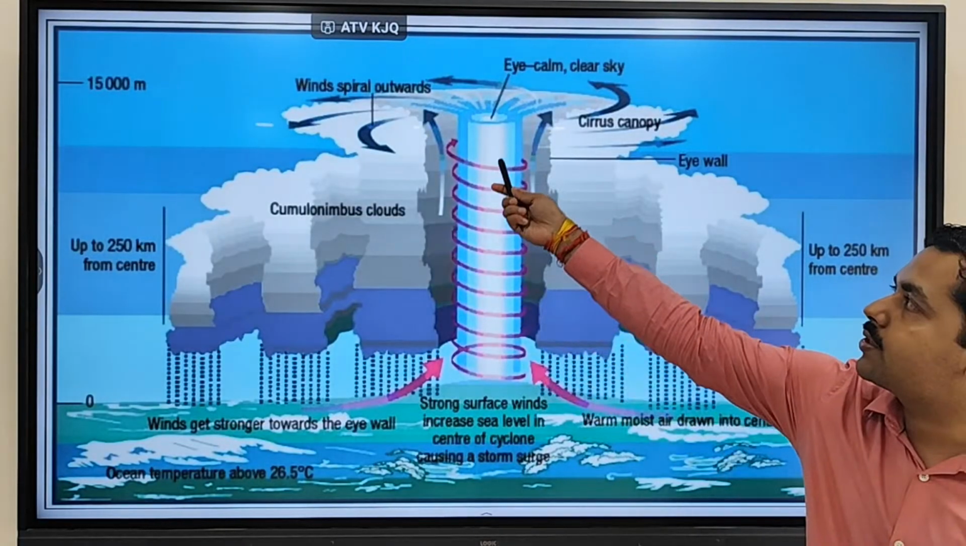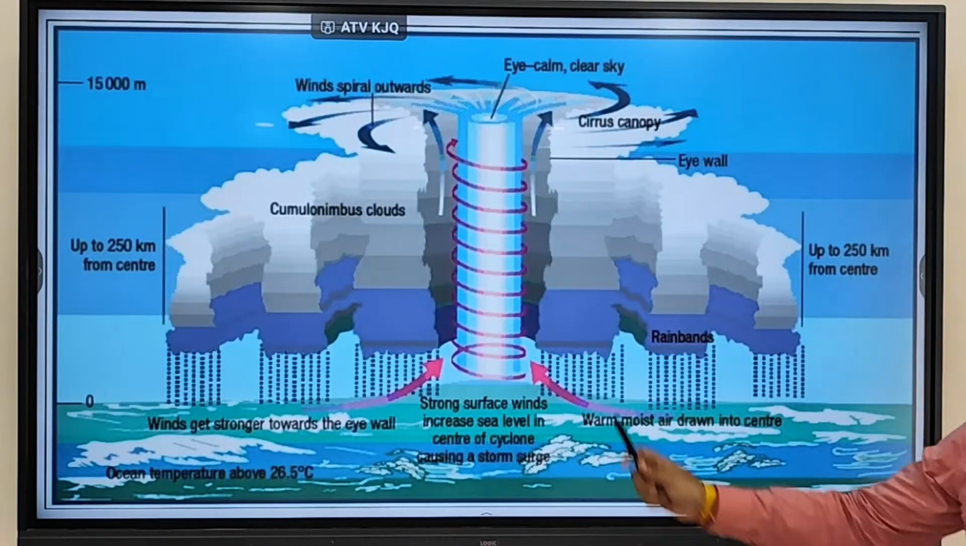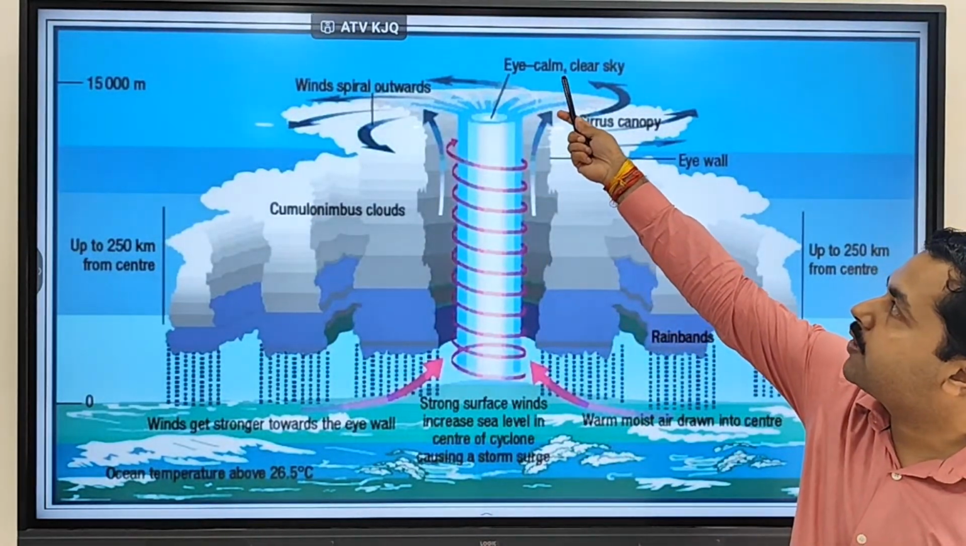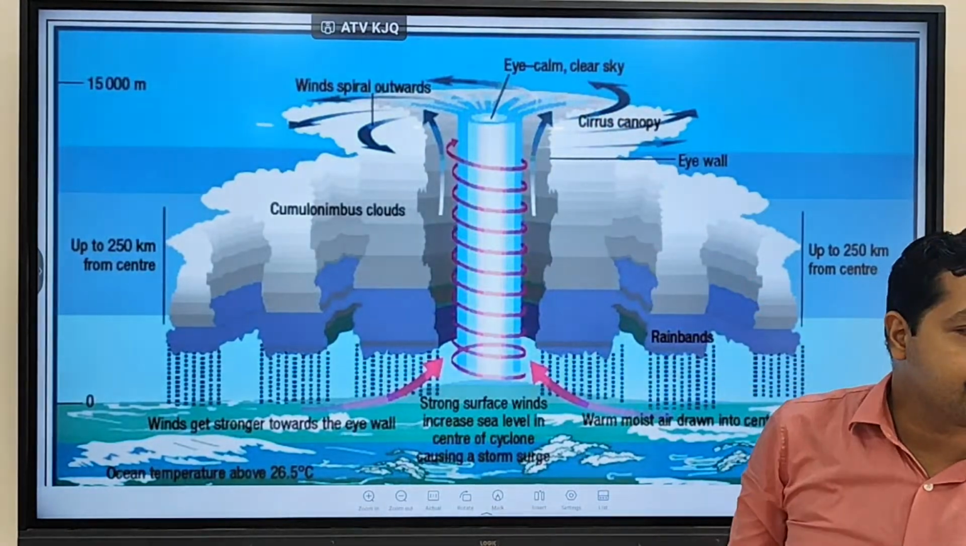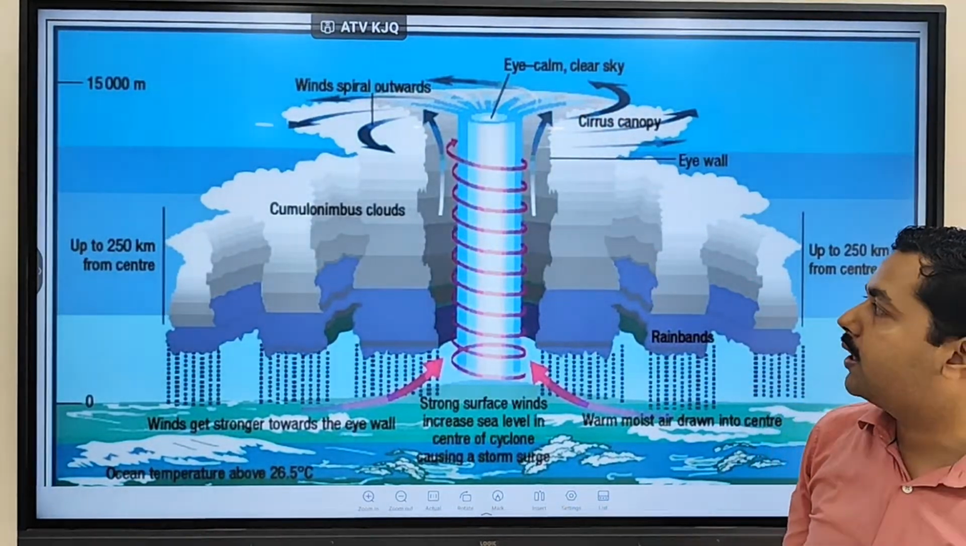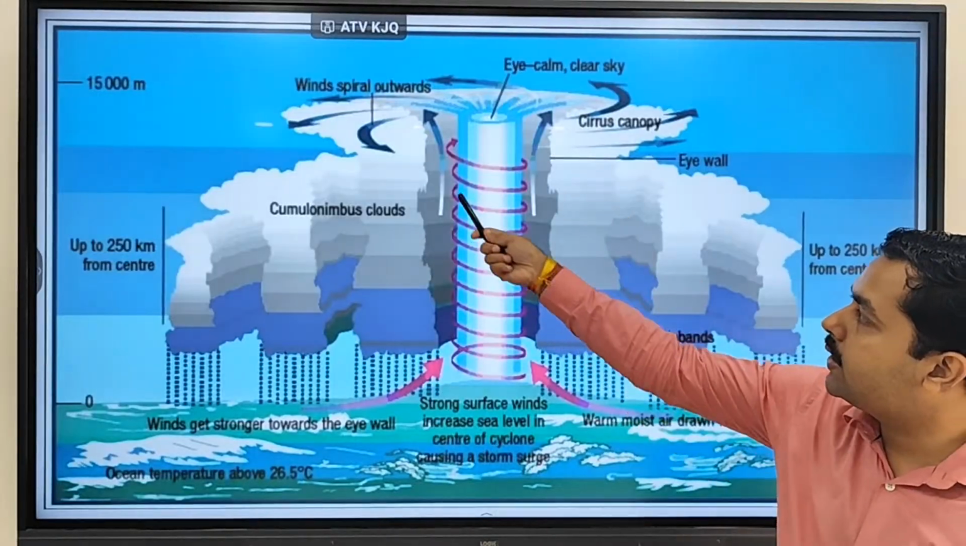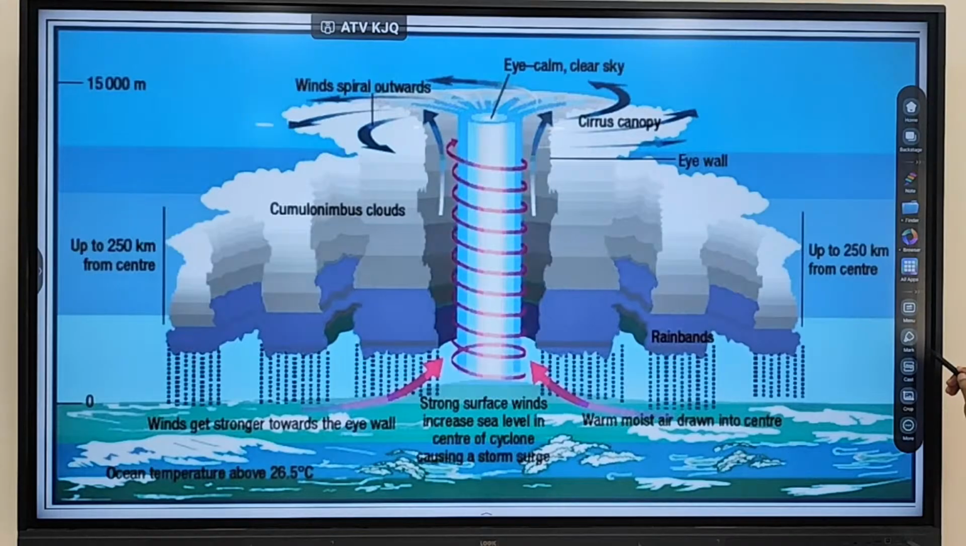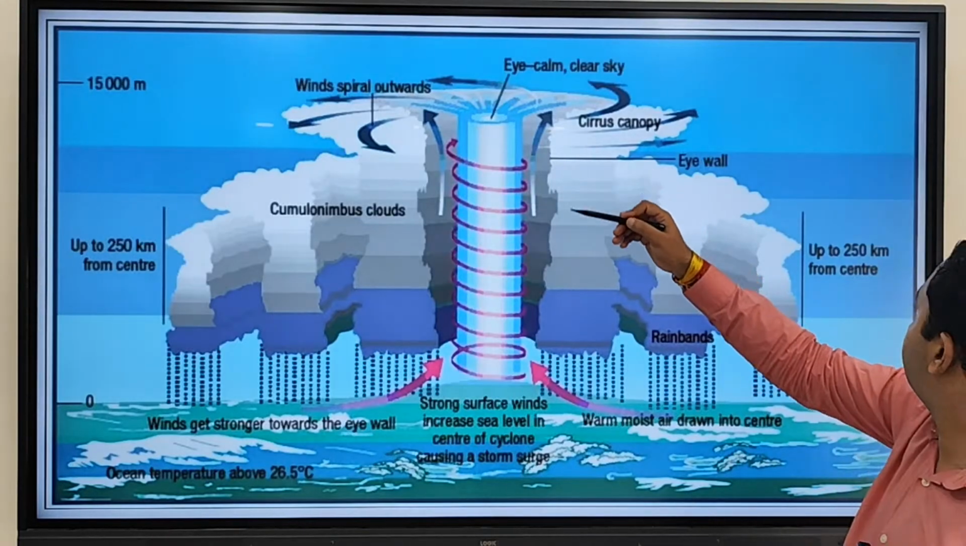This middle region is called what? Eye region, around which winds are rotating. And the eye is which type of region? Calm, clear sky region. Calm, clear sky region. Surrounding this eye region is what? Surrounding this eye region is an eye wall. So this region is what? This region is the eye wall region.